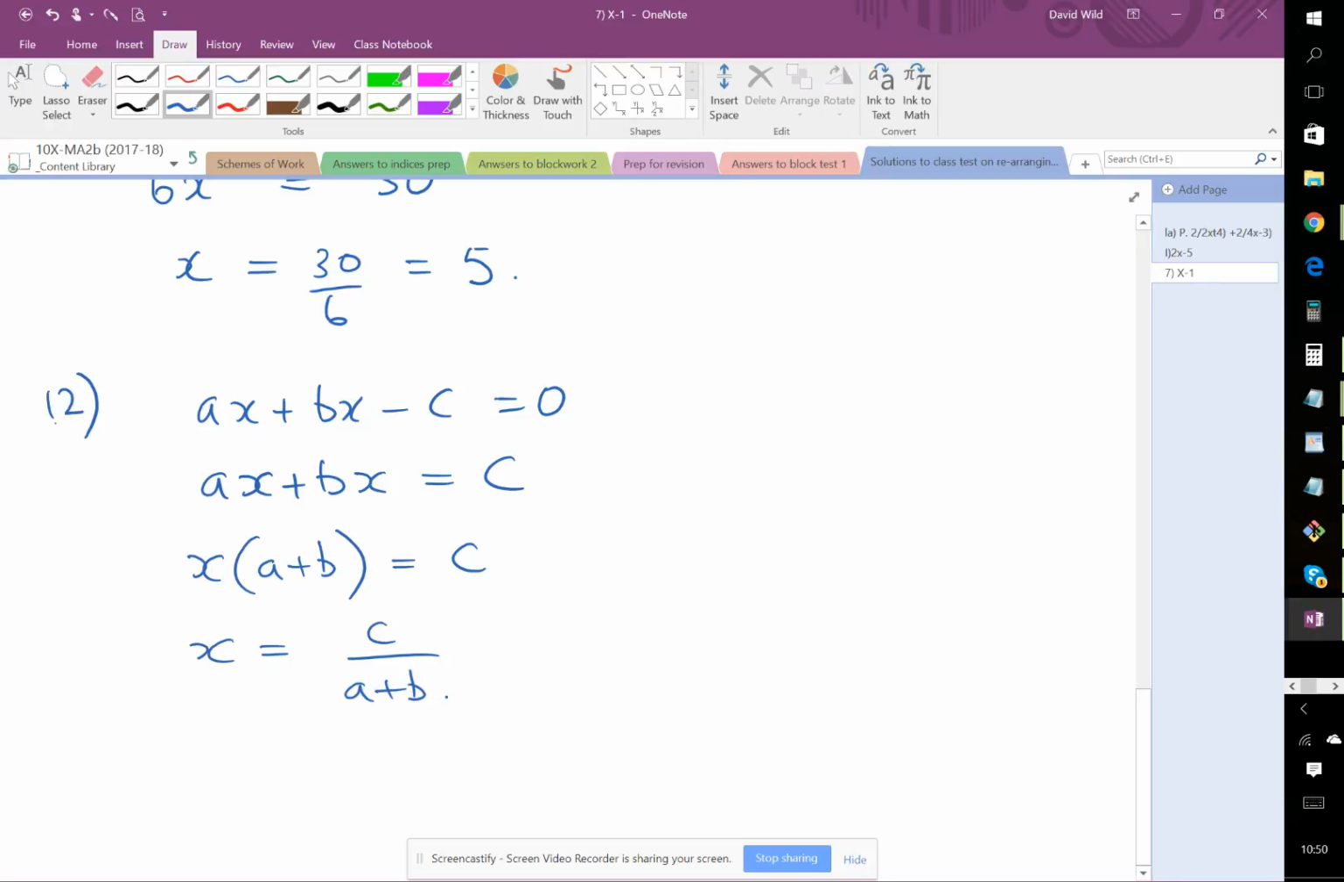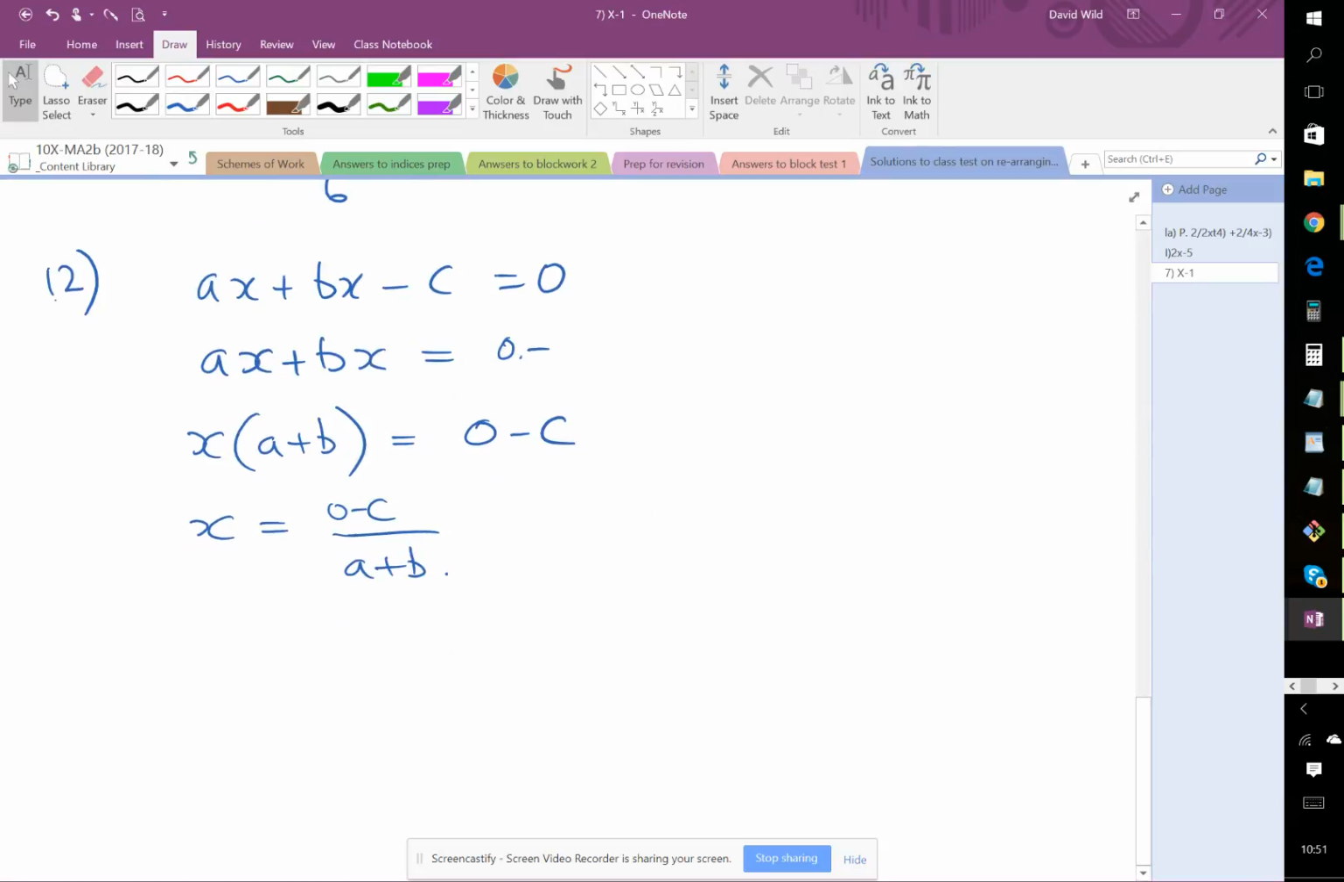It's not an O, it's a 0. You very rarely see equations with O's in them, because they look like zeros. Well, if it was an O, this would be O minus C, this would be O minus C, and this would be O minus C. Okay? I'll give you the marks, but it's a 0. You wouldn't see an O.